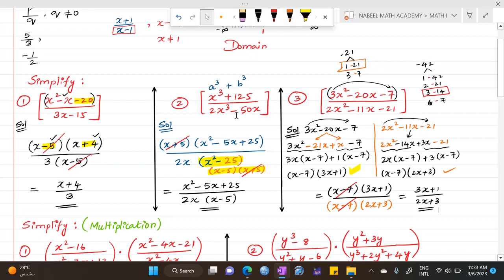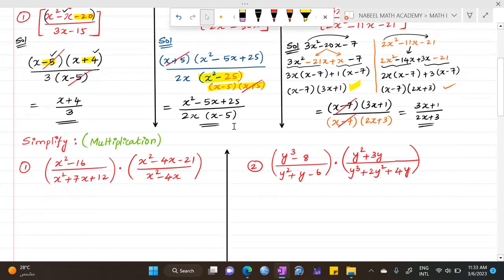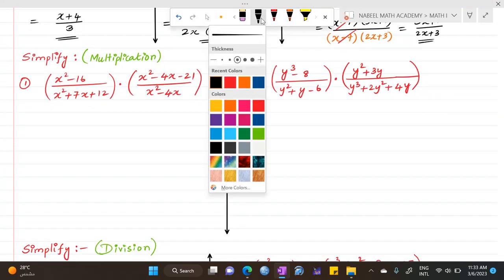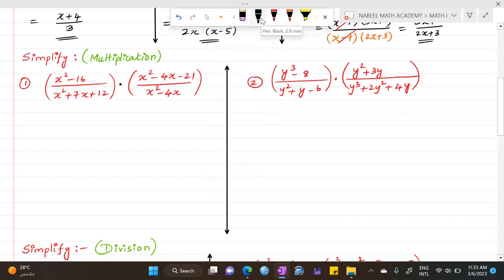So here factoring is a very important technique to simplify the rational expression. Now we will go to the next one. The two rational expressions are multiplied. Multiplication of the rational expressions. So here also the same technique we have to follow. You have to factorize each and every term. After that, cancel and simplify. This is the same technique we are going to follow.